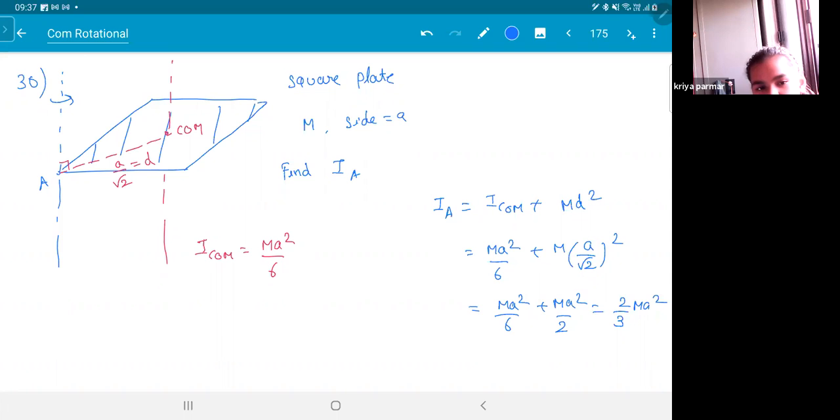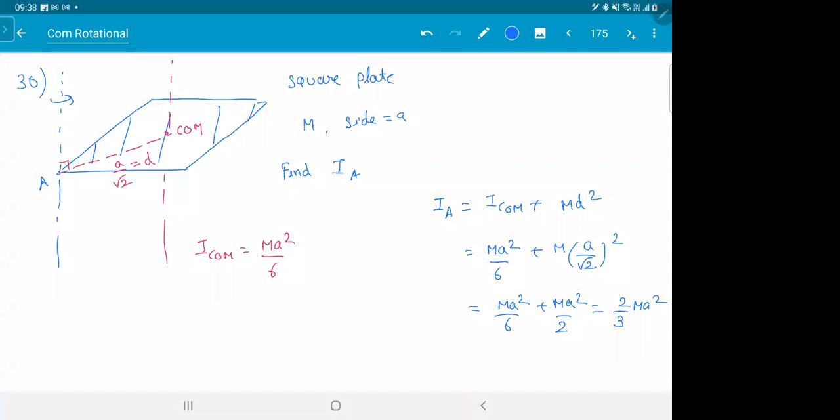How do you know that will be the perpendicular distance? Okay, what else can it be? Sorry sir, can you repeat? What else can it be?